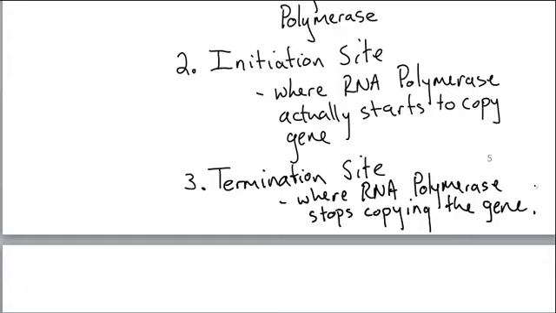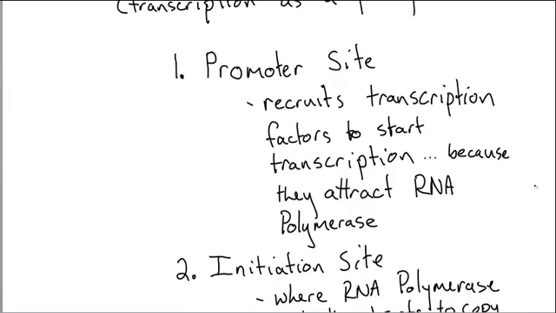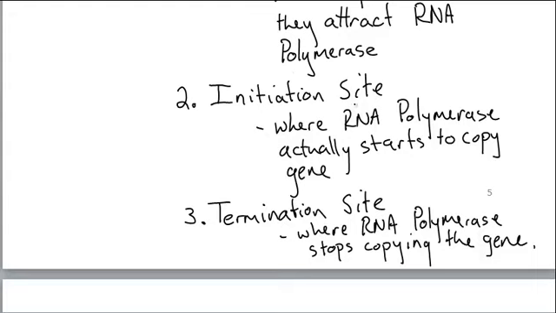So before transcription can begin, any particular gene must have its own unique promoter site, it must have an initiation site, and it must have a termination site.